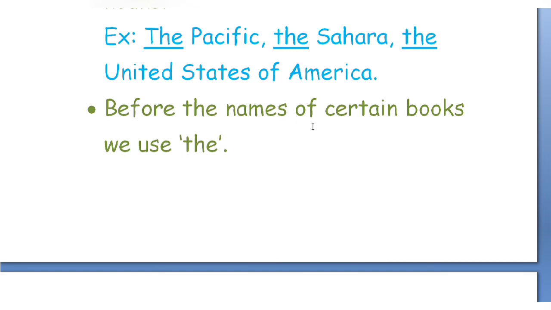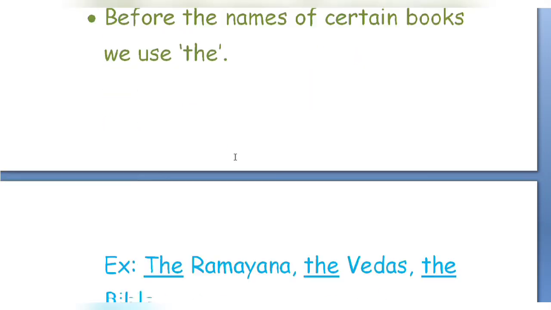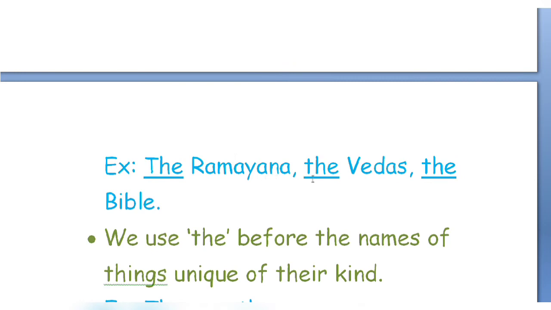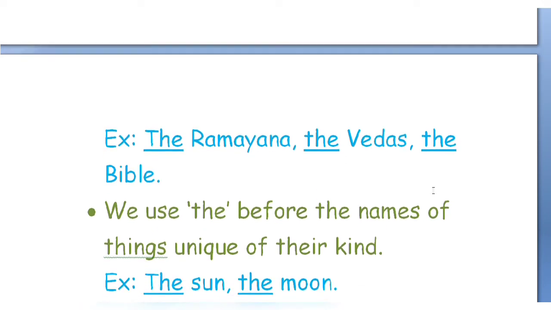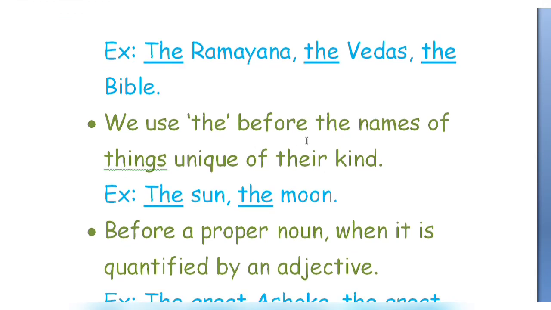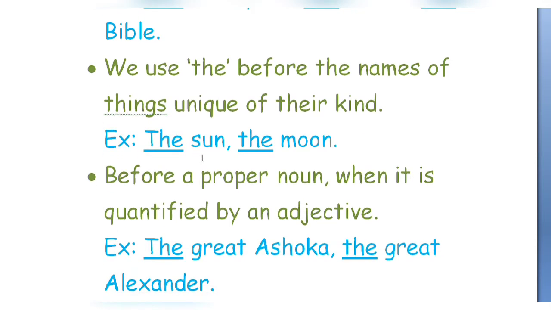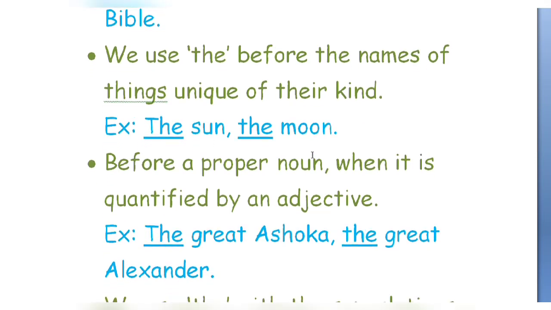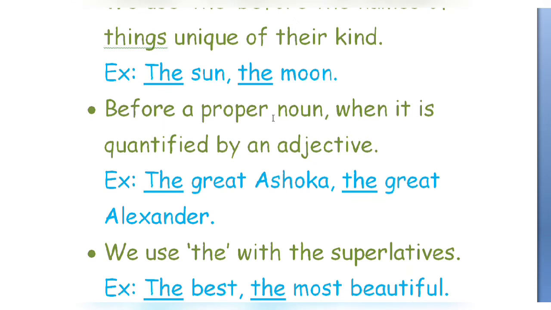Now, before the names of certain books, we use the. For example, the Ramayana, the Vedas, the Bible. We use the before the names of things unique of their kind. For example, the sun, the moon, the stars. Before a proper noun, when it is qualified by an adjective. Now Ashoka is the proper noun and great is an adjective. This proper noun has been qualified by an adjective. So you say the great Ashoka, the great Alexander.